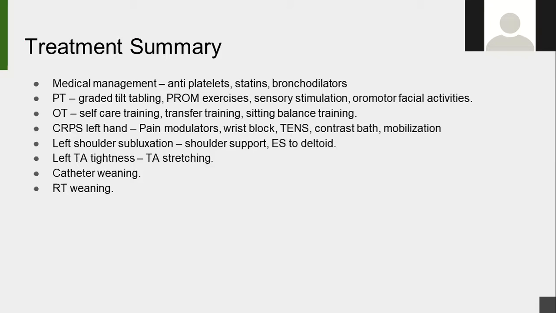We gave a wrist block. We applied physical modalities like transcutaneous electrical nerve stimulation, contrast bath, and mobilization. And for the left shoulder subluxation, we gave a shoulder support with electrical stimulation to the deltoids. And for the left tendo Achilles tightness, we just gave stretching and nighttime splinting. And gradually, we weaned off the catheter, and also the Ryle's tube, we gradually weaned off.